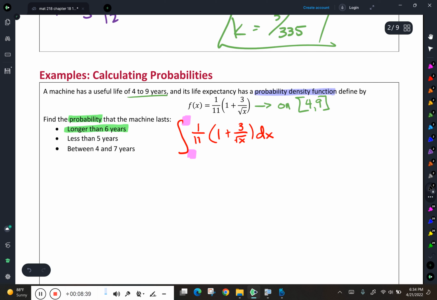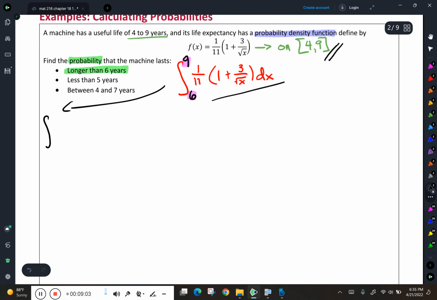Right? Well, they want this to be longer than 6 years. So that means 6 years is the minimum, my lower limit, and then longer than 6 years means the upper limit is as big as it can be, but my model only works out to 9, so that means that my upper limit has to be 9. And now I'll just go ahead and calculate this integral. Okay? So I'm going to drag it over here so I can start working on it.